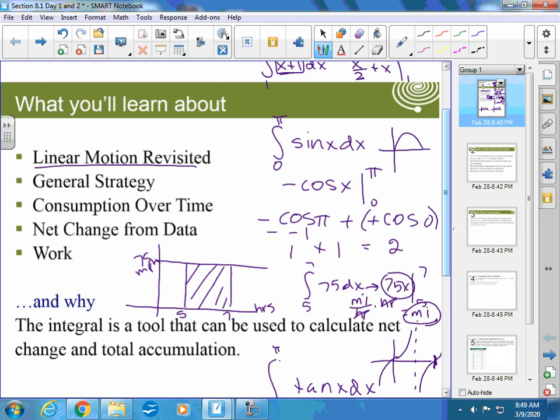Okay, so I know chapter 7 might have thrown some of you as far as where is this being applied? But it's the skill behind being able to solve the application problems. So we will talk about linear motion revisited, which we've talked about, velocity and acceleration before. It's going to come back up again, but we're going to be given it in the backwards order. We're not going to know the position function. We're going to have to find the position function, which you've had to do before, but this time with integrals. Then we're going to talk about, and this is a two-day lesson, so I don't know exactly how far I'll get today through it, but also consumption over time.